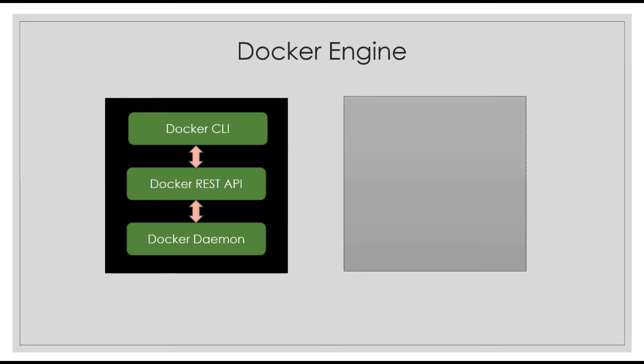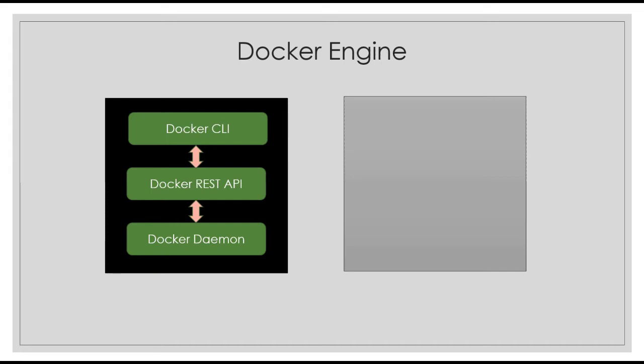Docker daemon is a background process which manages Docker objects such as images, containers, networks, and volumes. REST API is a programmable interface which talks to the Docker daemon and provides different instructions. You can create your own tool using this REST API.